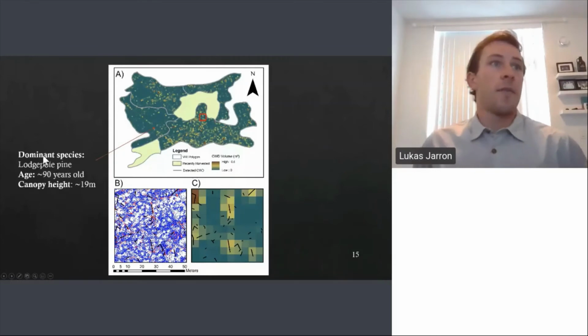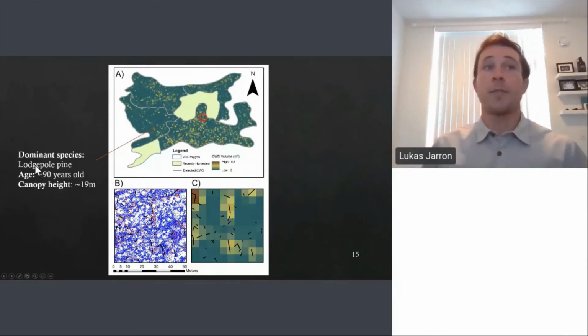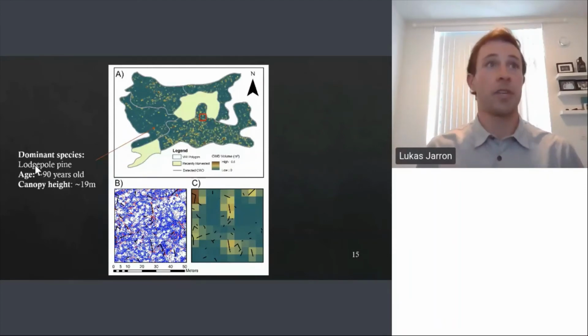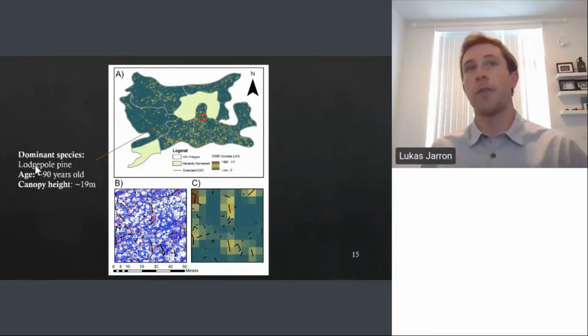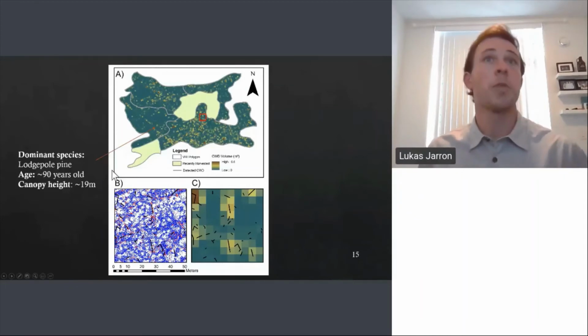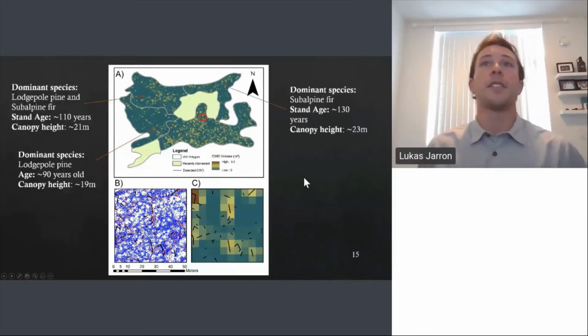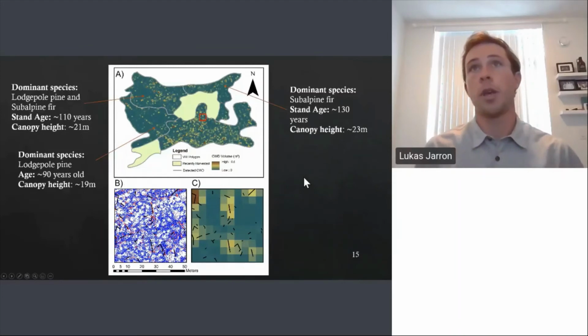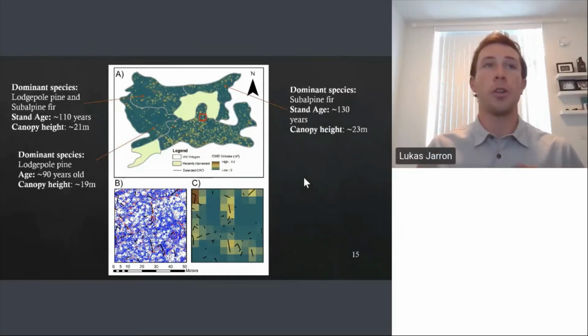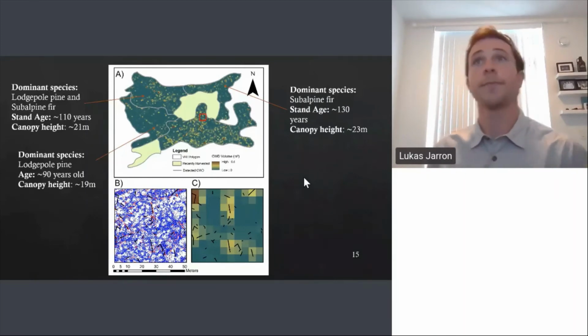So with this stand here, it's dominated by lodgepole pine. It's my youngest stand by far, and it's also the shortest in the canopy height. And we see that there's very little coarse-woody debris comparatively to the other ones. So this actually makes sense because this stand is a little bit younger. It hasn't had time to grow up and for the trees to fall over and become coarse-woody debris on the ground. This is compared to the top 2 stands there, which are a little bit taller, a little bit older, and so they're naturally more developed. And we're starting to see more coarse-woody debris, which is what we would expect.